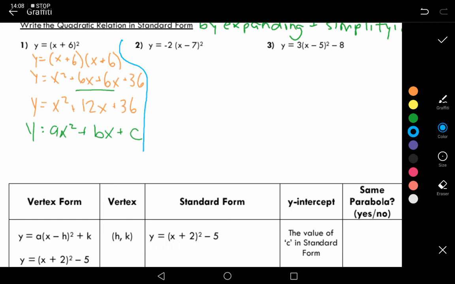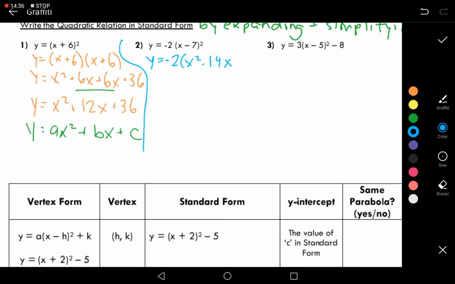Okay, so again, the first thing I'm going to do is I am going to use FOIL. This time I'm not going to write it out. I'm just going to simply use that formula I learned, which tells me that the first term is just squared. The second term is 2 times the first term times the second term, so 2x times negative 7, which is negative 14x.